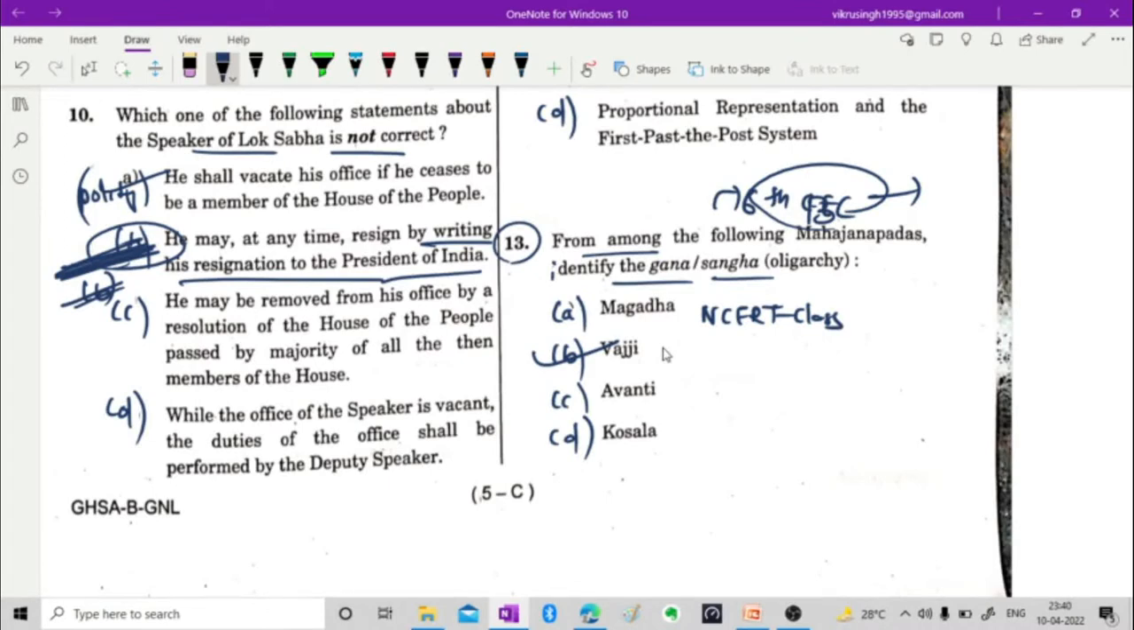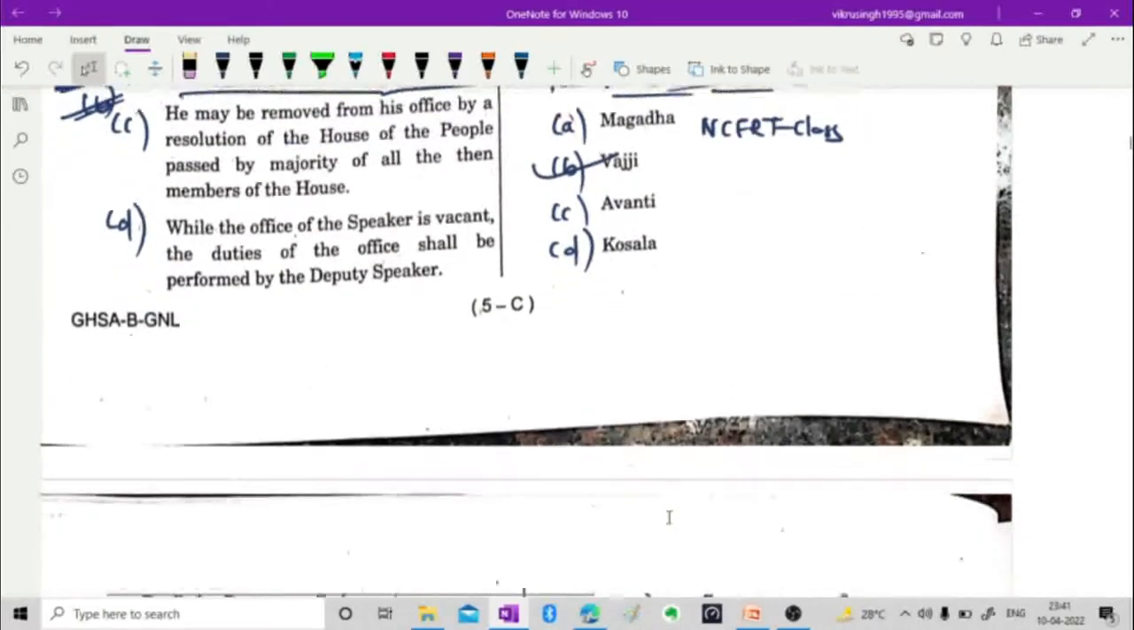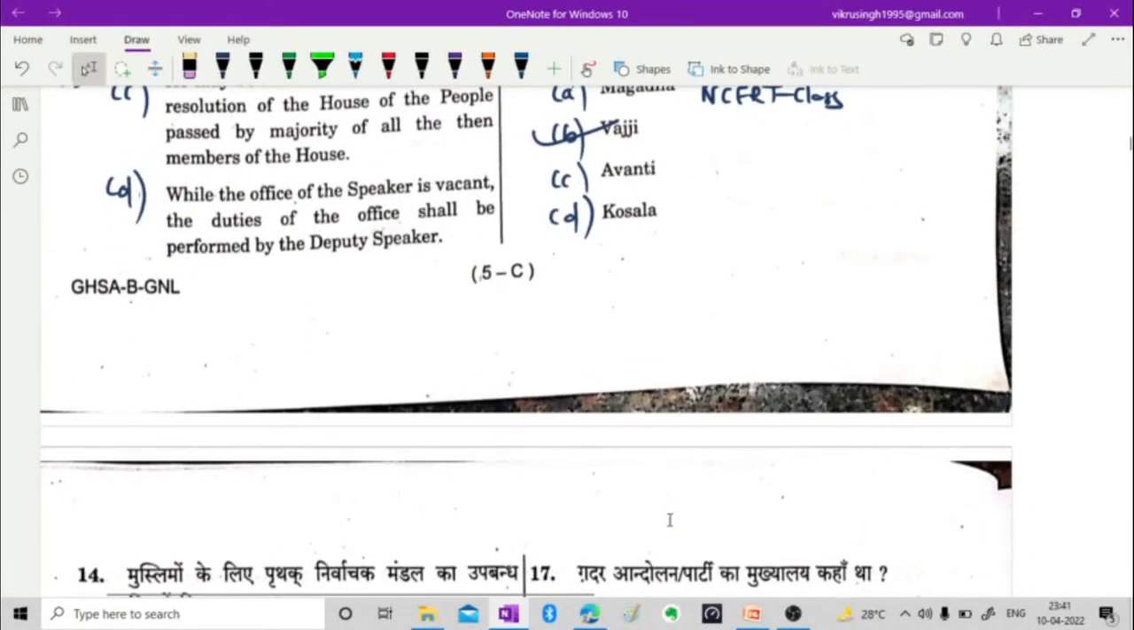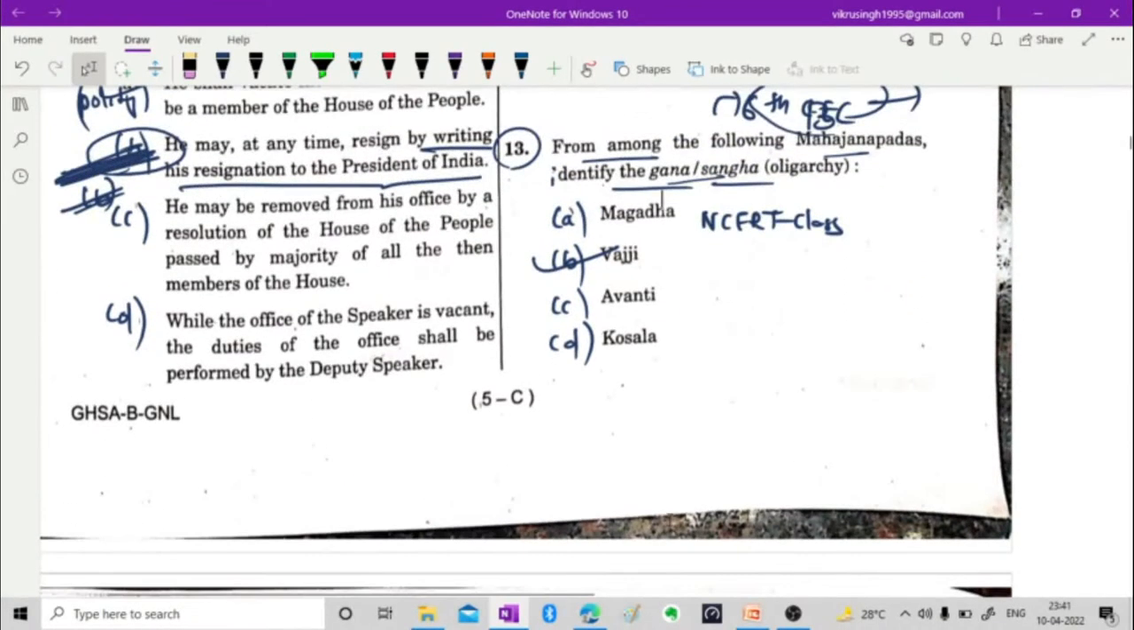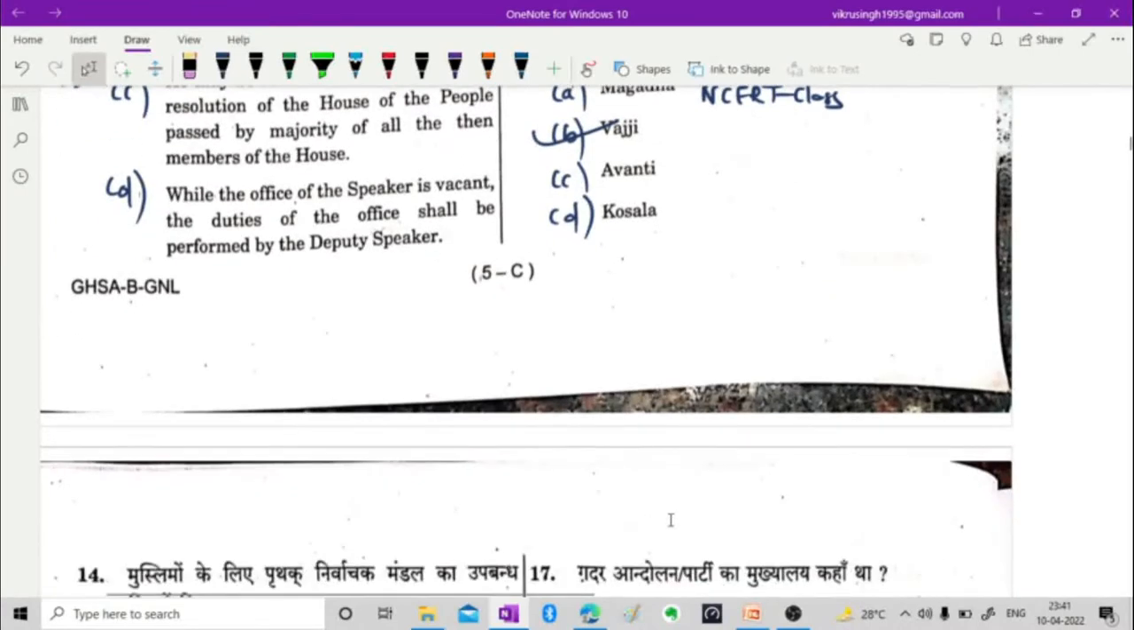So from among the following mahajanapadas, identify the gana or sangha oligarchy. To yahan pe kya hai, to kaun sa hai ye, to the correct option is over here, these all are in 16 janapadas. To oligarchy mein kya hota hai, to this is the correct option. गाना के बारे में अगर पूछा गया है तो गाना के बारे में आप यही बताएंगे.